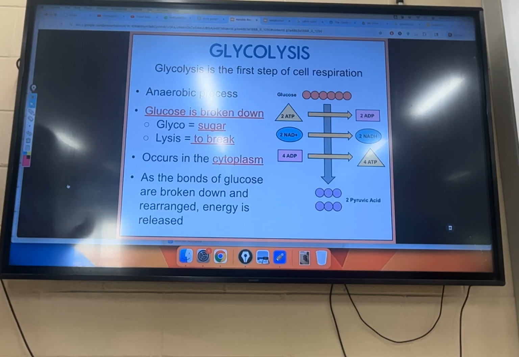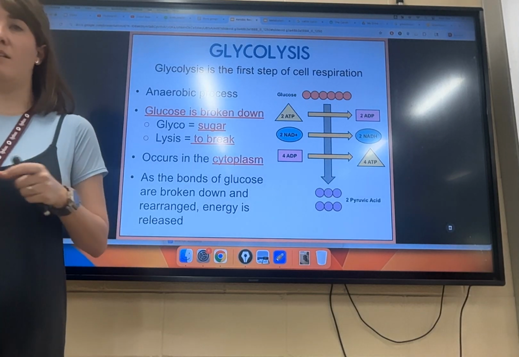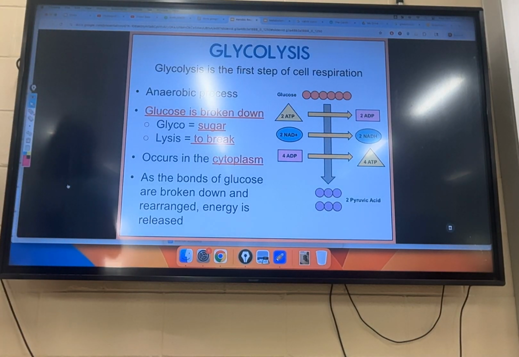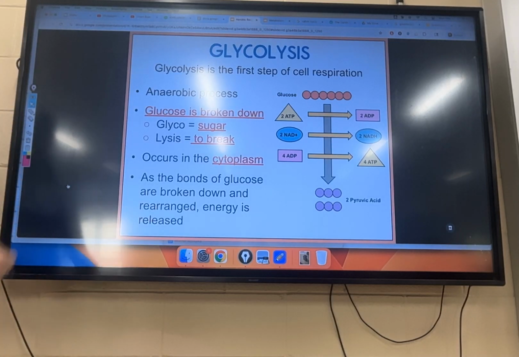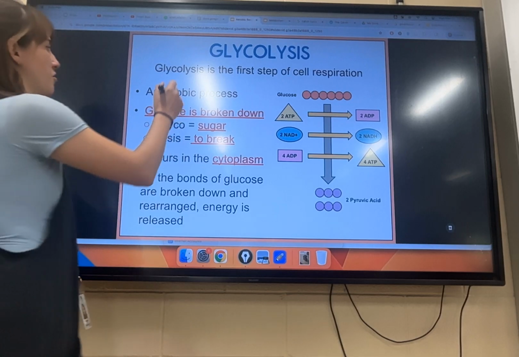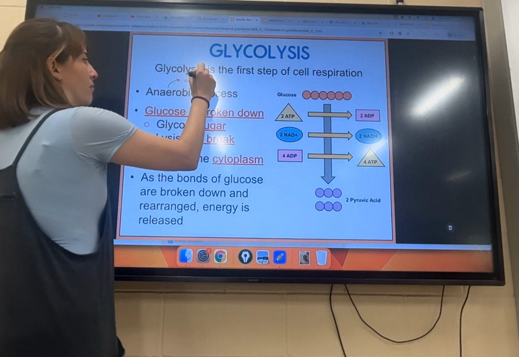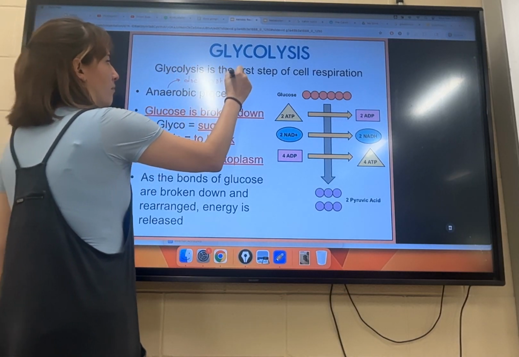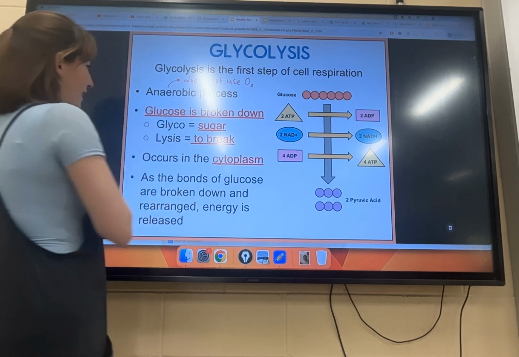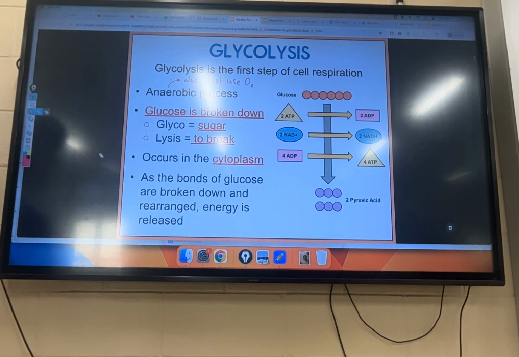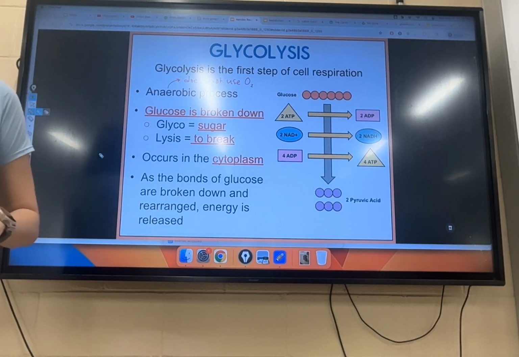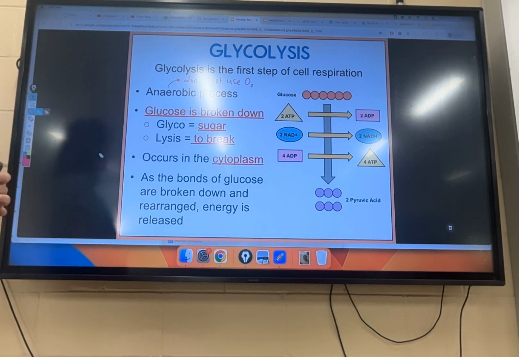Thank you. The first step of cellular respiration, of getting the energy from glucose into these other molecules, is called glycolysis. This is technically an anaerobic process because it is not using oxygen. In fact, you don't even need mitochondria to do this. This happens in the cytoplasm of the cell, outside of the mitochondria entirely. So things that don't have mitochondria can still do this.